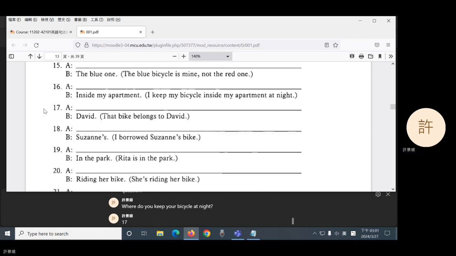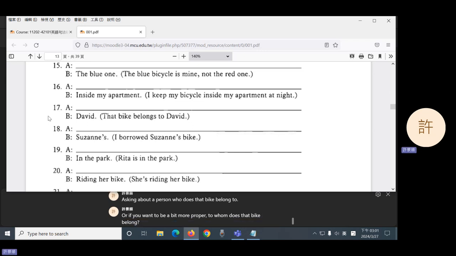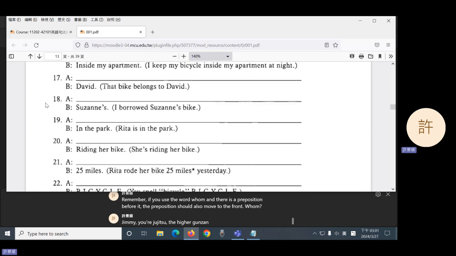Seventeen, asking about a person. Who does that bike belong to? Or, if you want to be a bit more proper, to whom does that bike belong? Remember, if you use the word whom and there is a preposition before it, the preposition should also move to the front.